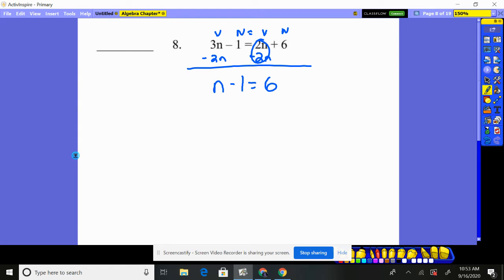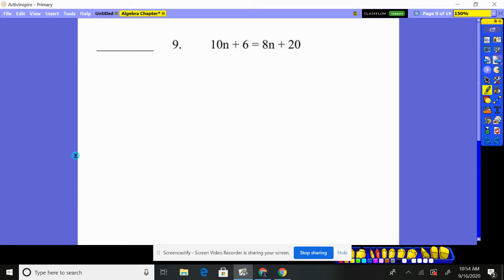So now I've achieved getting all my variables on one side. I now need to move the numbers to the other side. So we're going to get rid of this minus 1 by adding 1 to both sides. Goes away here. N is equal to 7. So 7 is the solution to number 8. Not going to check it. You're just going to trust me.